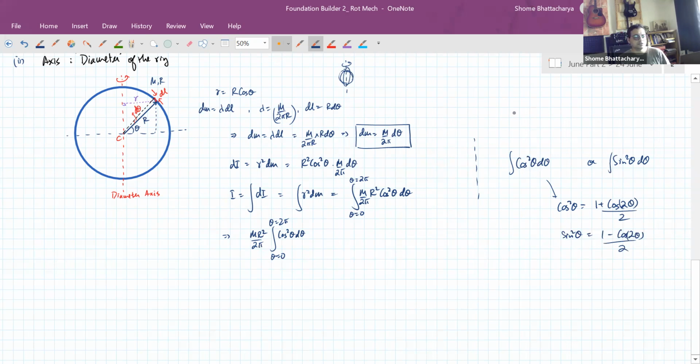You use the formula that cos 2 theta is equal to 2 cos square theta minus 1, or 1 minus 2 sine square theta. So this trigonometric identity is used in doing these kinds of integrations. So just try to work out the integration yourself. We will discuss the final answer then.